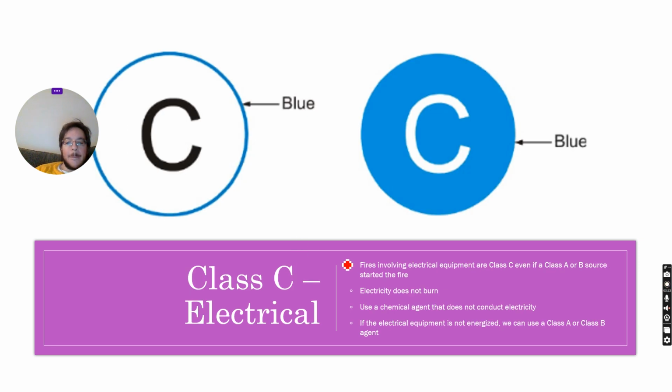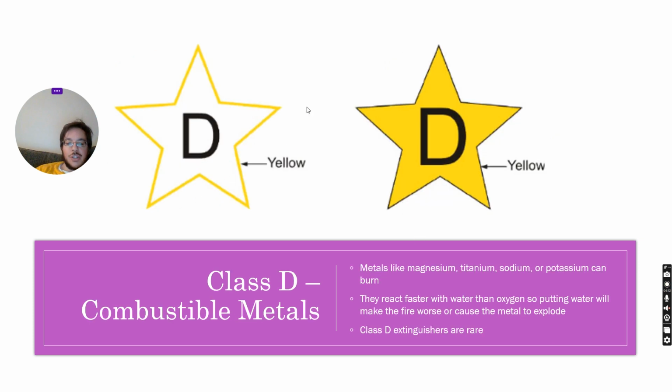And then class C is electrical. Now remember, people think, well, electricity, but electricity doesn't burn. So it's electrical equipment that caught fire. So even though the equipment can technically be a class A or B source, because it's electrical, now it's a class C. And a chemical agent that does not conduct electricity must be used to put out the fire, unless the equipment is not energized. If there's no power going to your equipment, then you can use a class A or B agent.